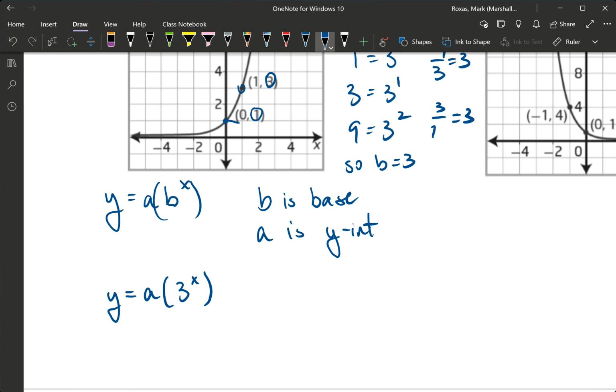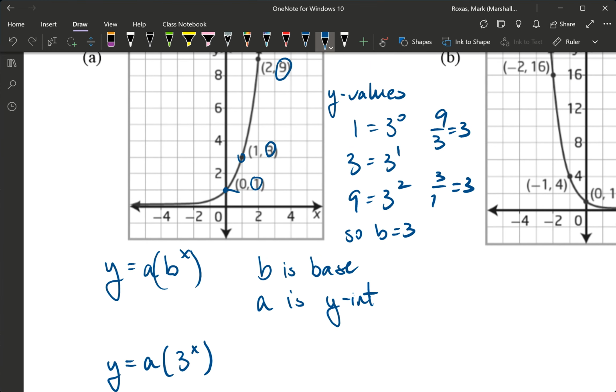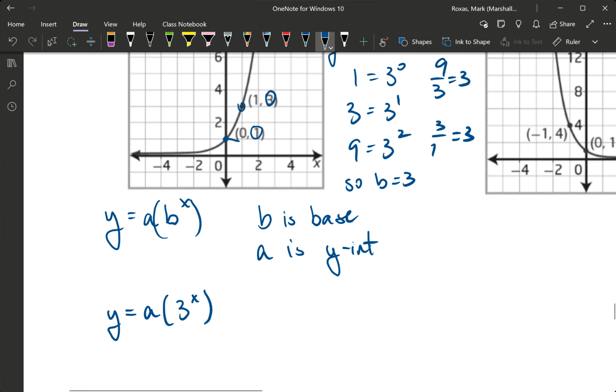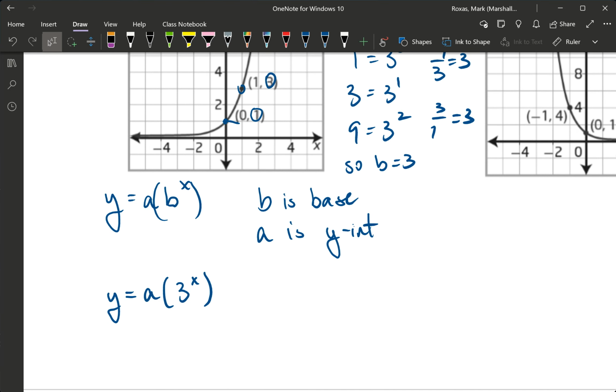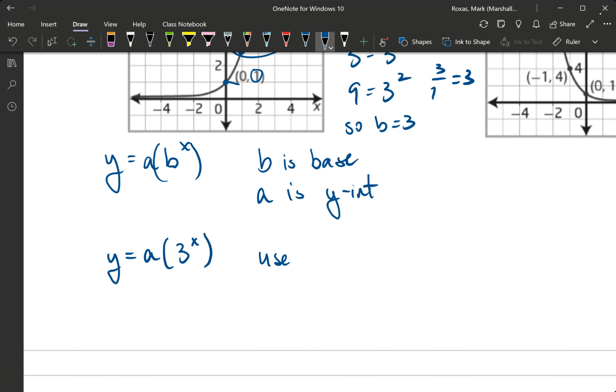What is a? Right, you can substitute a known point, okay, or you can look if you have given the y-intercept. The y-intercept is just 1, so a is going to be 1. But if you wanted to do this algebraically, you'd substitute a known point. You could try 1 and 3, right? So you could use 1 and 3 and determine it.